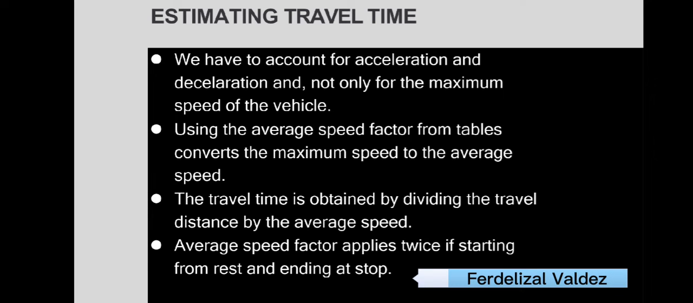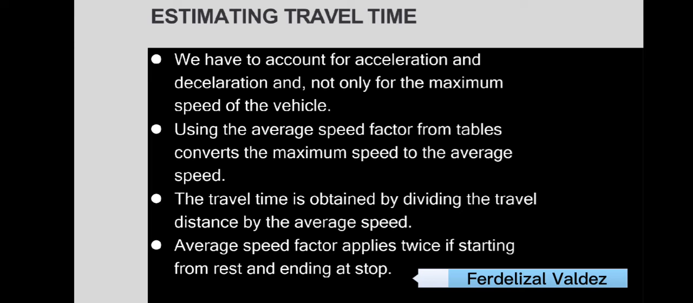To estimate the travel time, we have to account for acceleration and deceleration, and not only for the maximum speed of the vehicle. The longer the stretch of the road, the longer the part where you're going to be moving at maximum speed, because you have to accelerate at the beginning and decelerate at the end. But if you are moving a very short distance, by the time you accelerate, you have to decelerate because you haven't reached the maximum speed of the equipment. But the longer the stretch of the road, the longer the part with the maximum speed you are going to reach.